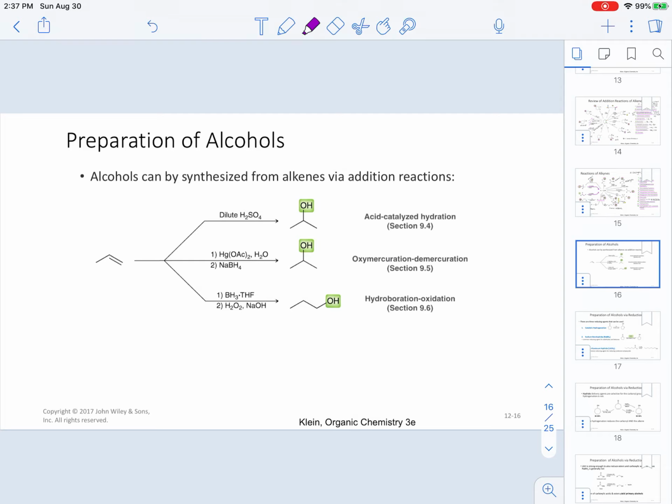Alcohols can be synthesized from alkenes via addition reactions. So, if we have an alkene, we can react it with acid to form an alcohol. We can react it with an oxymercuration-demercuration reaction, which is the second way. Or the third way is with a hydroboration reaction. Notice that these reactions, as I explained previously in the video, have different ways in which the incoming OH will be added to that alkene. Make sure that you review that.